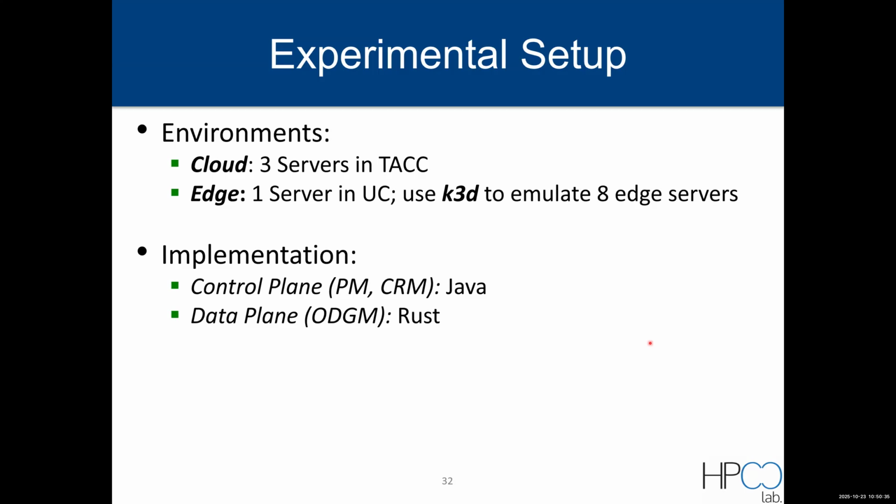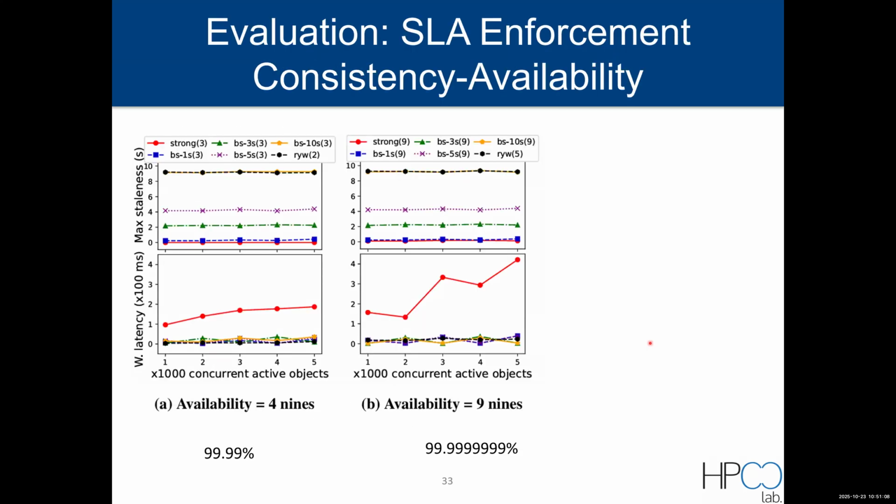And we implement it with both Java and Rust. In the control plane we use Java, and in the data plane, something like ODGM, we use Rust, which yields higher performance. In the experiment I'm going to show you, there is only 1 workload, a JSON analysis, which is labeled as an update. In my dissertation there are many more experiments with a greater variety of workloads, but I just report this one here for simplicity.